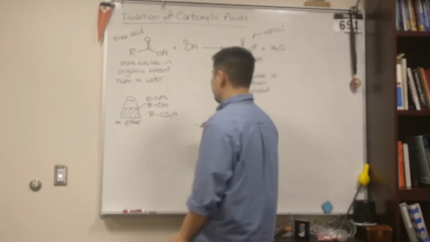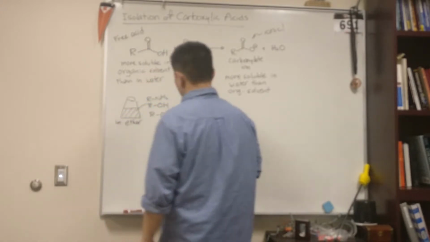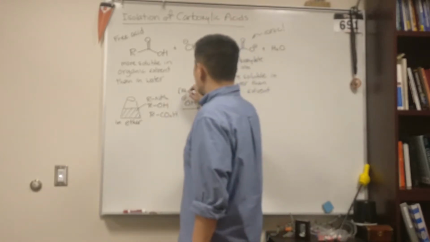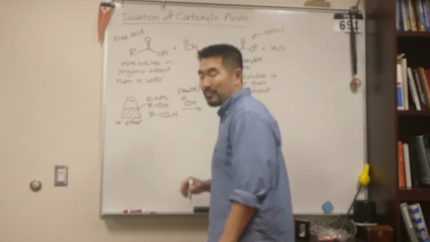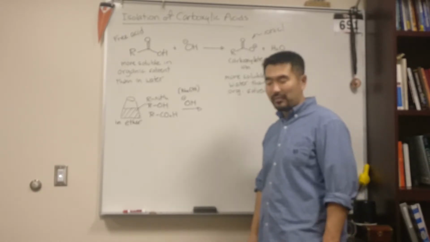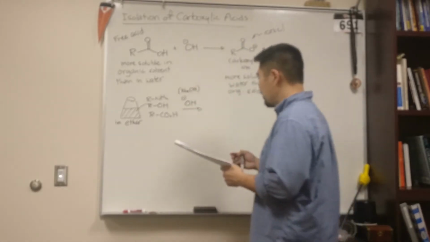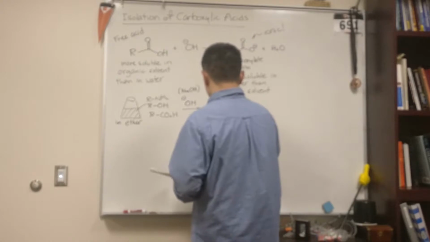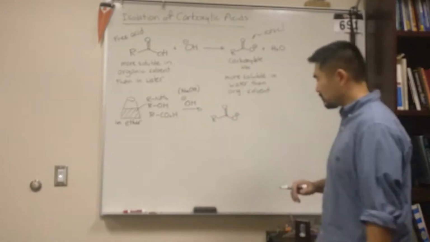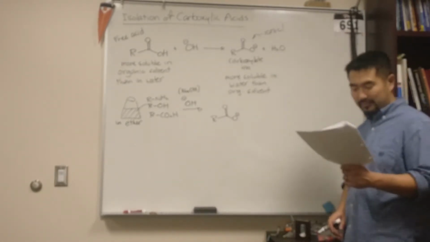Well, here's a hint. We can treat this with our base. More specifically, we would use something like sodium hydroxide, because you can't just get hydroxide ion off of a stockroom shelf. You need to have something like sodium hydroxide. And then what you can get is a carboxylate ion.